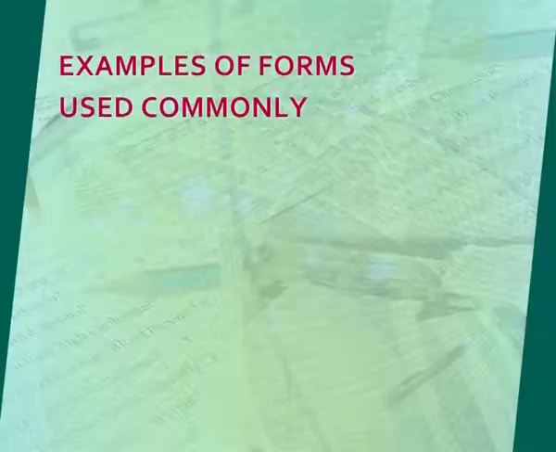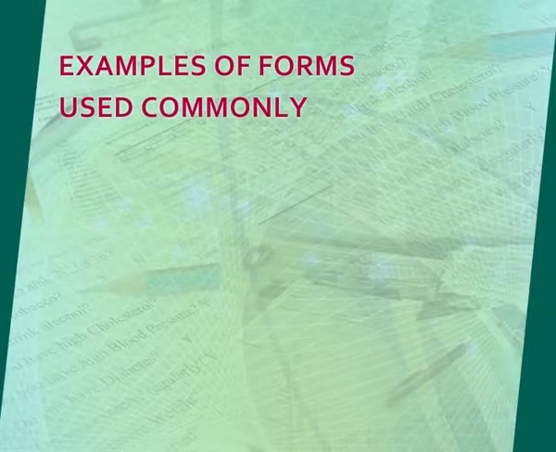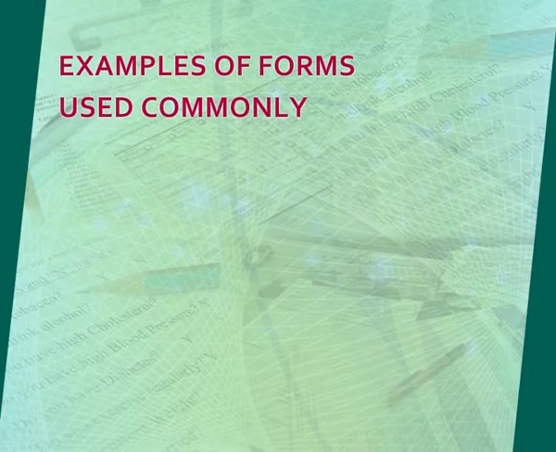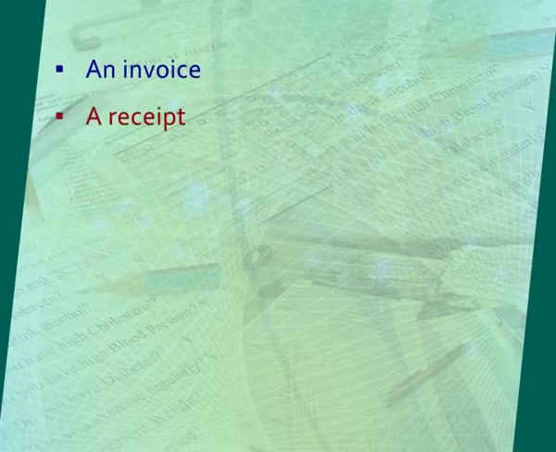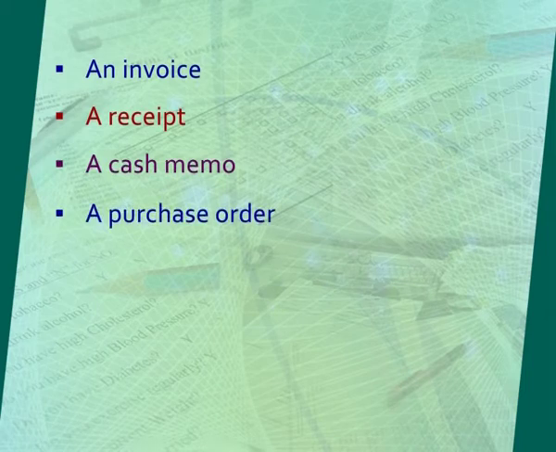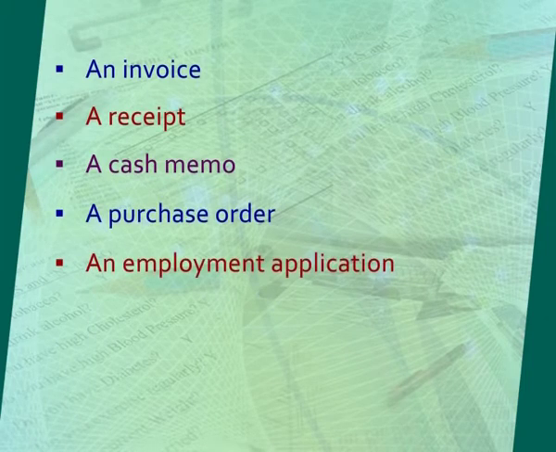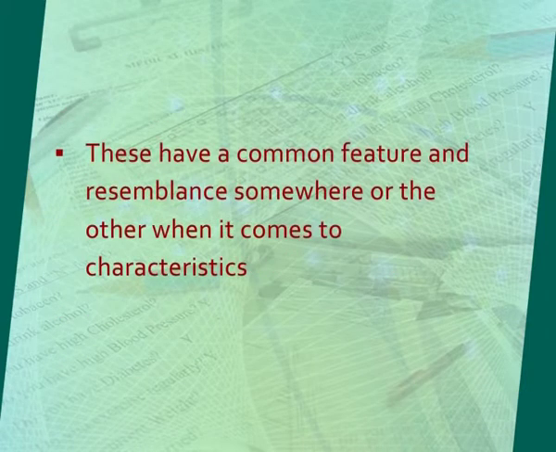Now that we know the basic functions of forms, we move on to real life examples of forms that we come across many times. Here are a few examples of forms commonly used: an invoice, a receipt, a cash memo, a purchase order, an employment application, a checklist, a register, etc. These have a common feature and resemblance somewhere or other when it comes to characteristics.